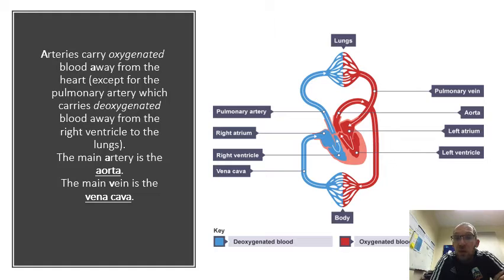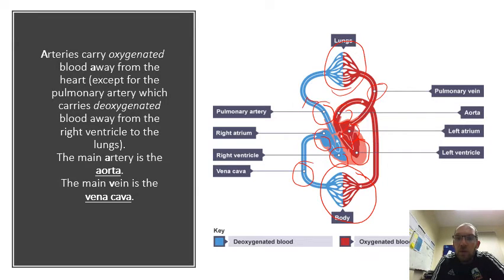You can see here on the diagram, we have got the lungs, pulmonary vein, the aorta, the left atrium, the left ventricle, the rest of the body, the vena cava, the right ventricle, the right atrium, and the pulmonary artery. And you can see how it is moving around like this.